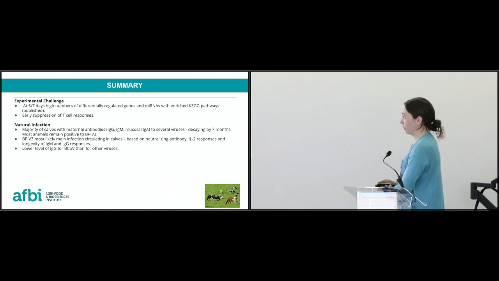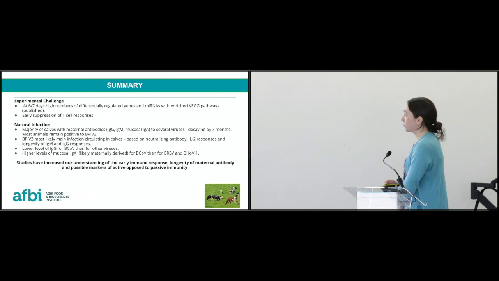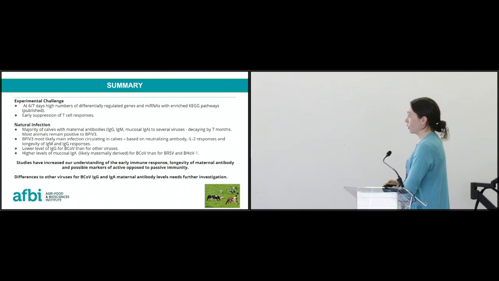We did see a lower level of IgG specific for coronavirus compared to the other viruses we tested, and conversely, higher levels of mucosal IgA for coronavirus than for BRSV and bovine herpes virus. So these studies have increased our understanding of the early immune response in the calves, the longevity of the maternal antibody response, and possible markers of active as opposed to passive immunity. We don't quite understand why there is a difference between bovine coronavirus and the other viruses we tested in terms of their antibody or maternal antibody levels. This would require some further investigation.